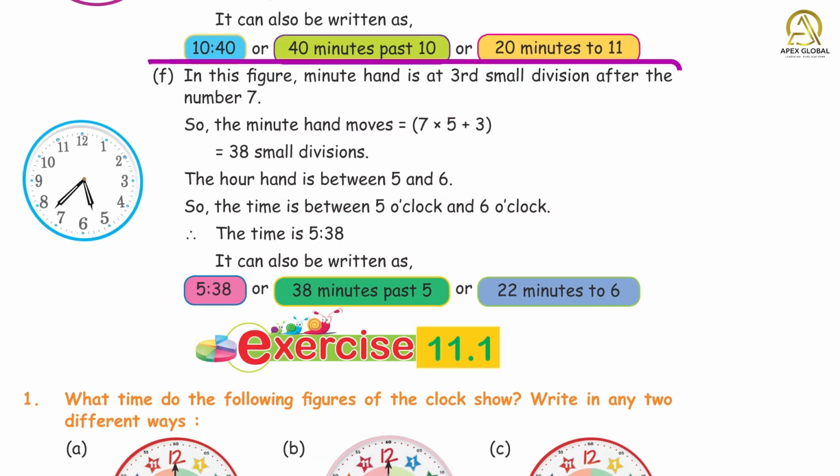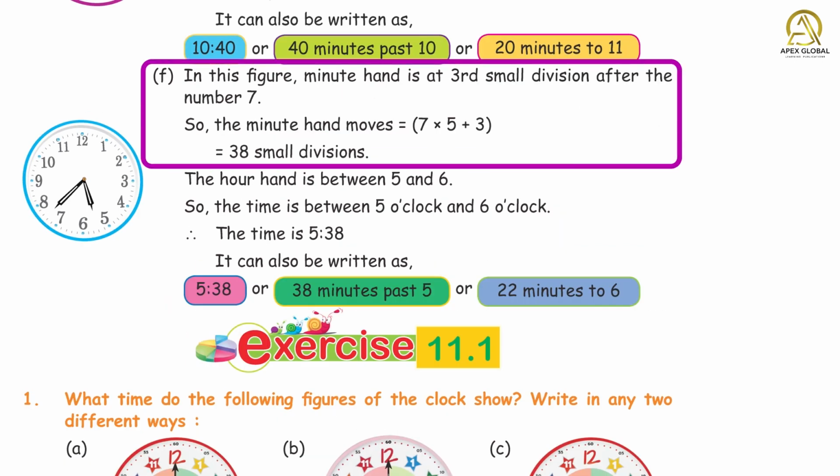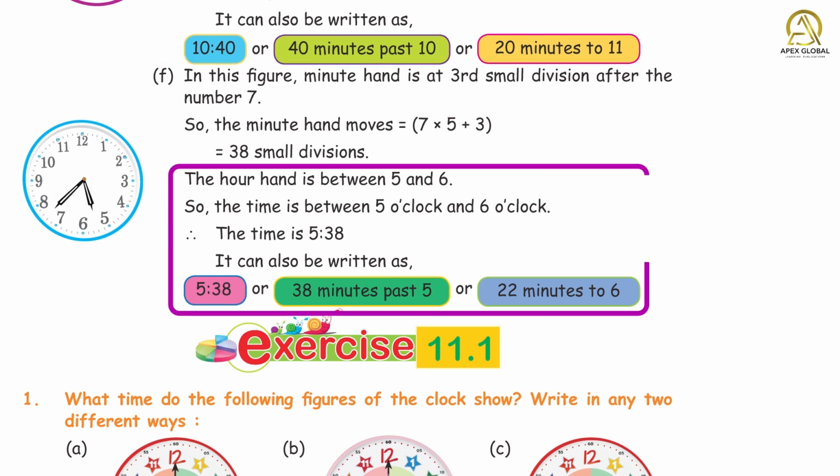F. In this figure, the minute hand is at the third small division after the number 7. So, the minute hand moves 7 times 5 plus 3 equals 38 small divisions. The hour hand is between 5 and 6. So, the time is between 5 o'clock and 6 o'clock. The time is 5:38. It can also be written as 38 minutes past 5 or 22 minutes to 6.